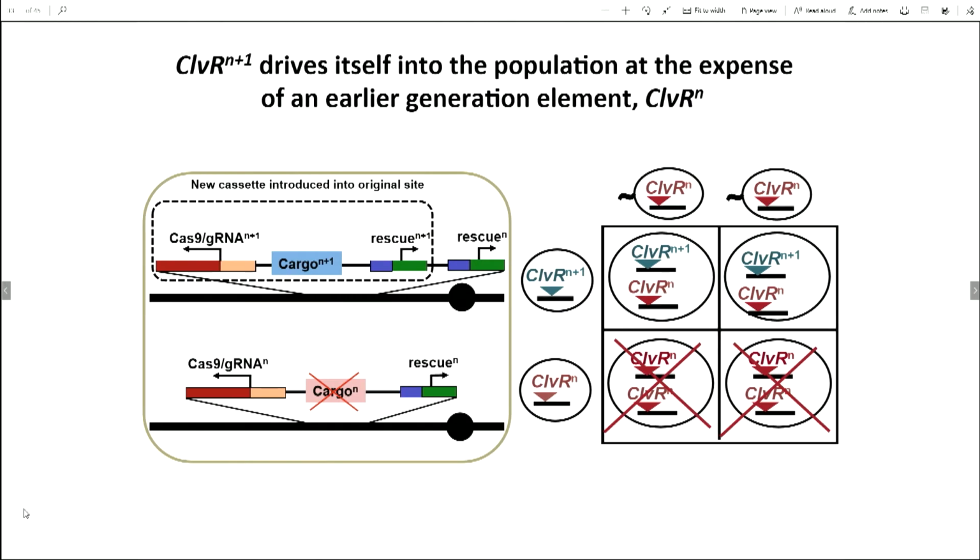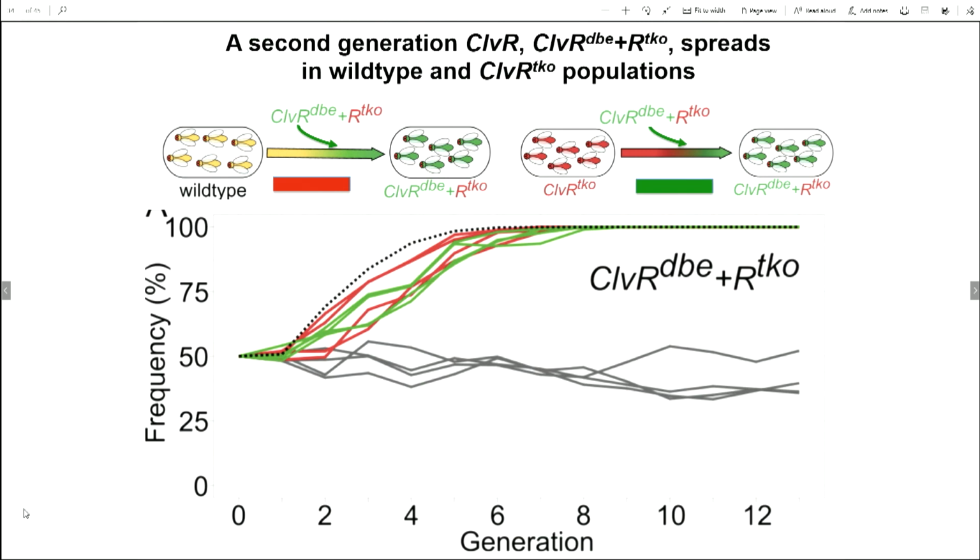And then that leads to this sort of situation, which is analogous to what I showed you at the very beginning, where those progeny that inherit the cleaver N+1 survive because they inherit rescue N+1, whereas those that inherit only cleaver N die because while they have rescue N, they have no rescue N+1 activity. All right? So very simple logic that allows you to drive something new into a population.